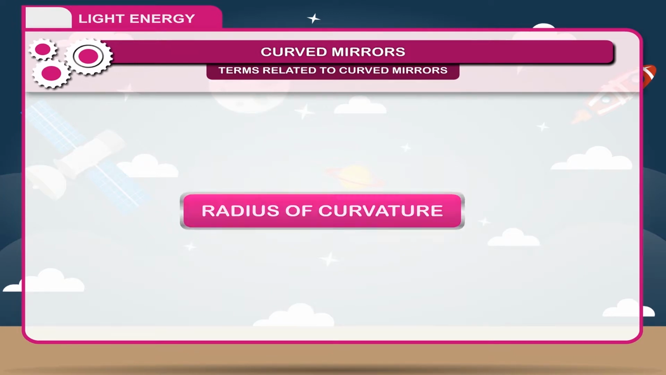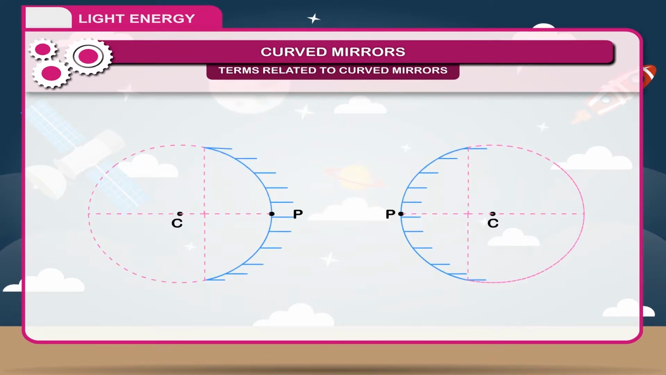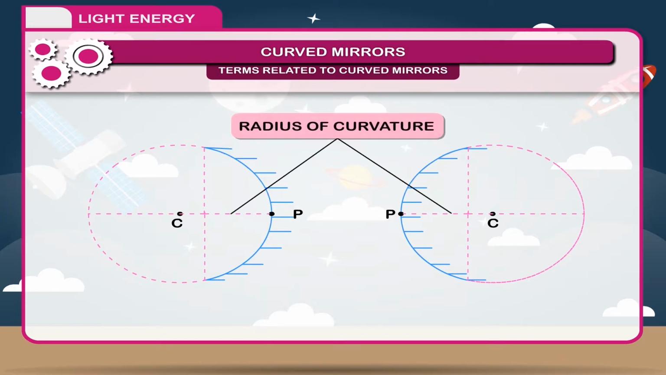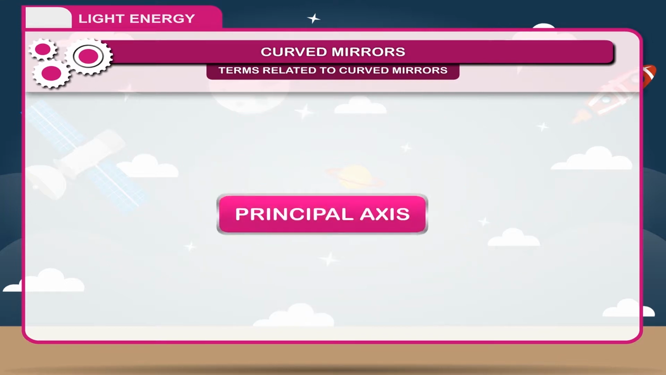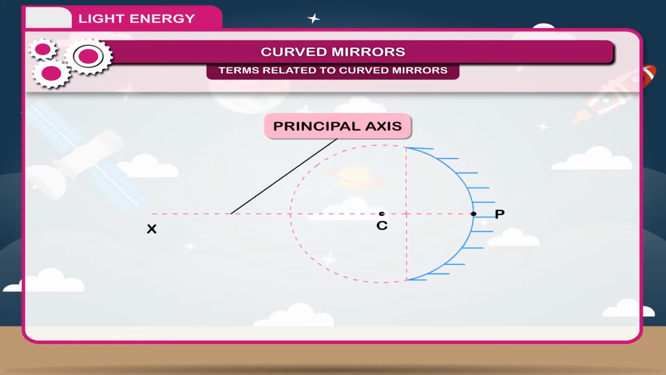Radius of curvature. The radius of the hollow sphere of which the spherical mirror is a part is called radius of curvature. In the diagram, it is shown by PC. The radius of curvature is generally denoted by R. Principal axis. The imaginary line which joins the pole and the center of curvature is called principal axis. In the diagram, PX is the principal axis.